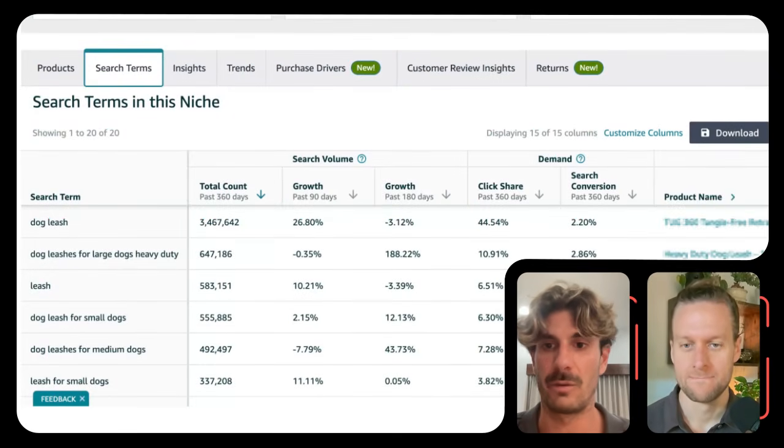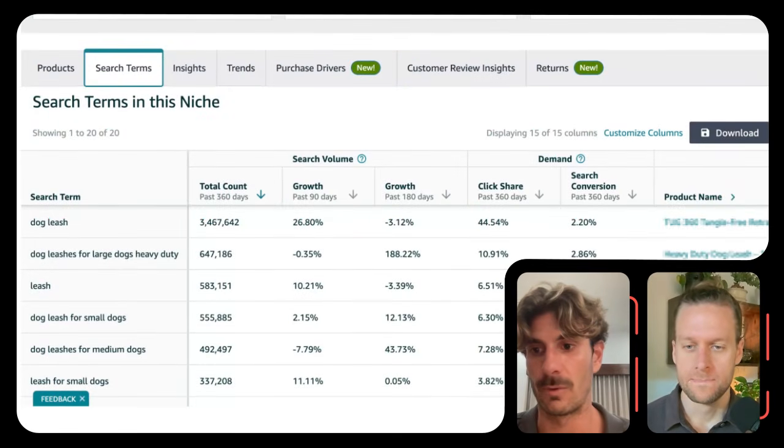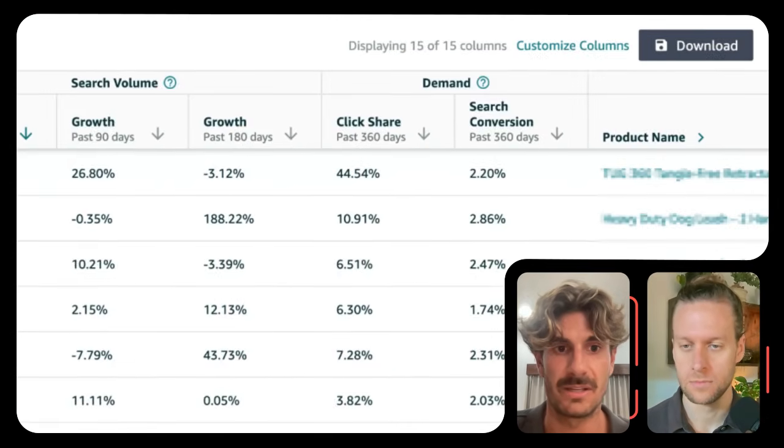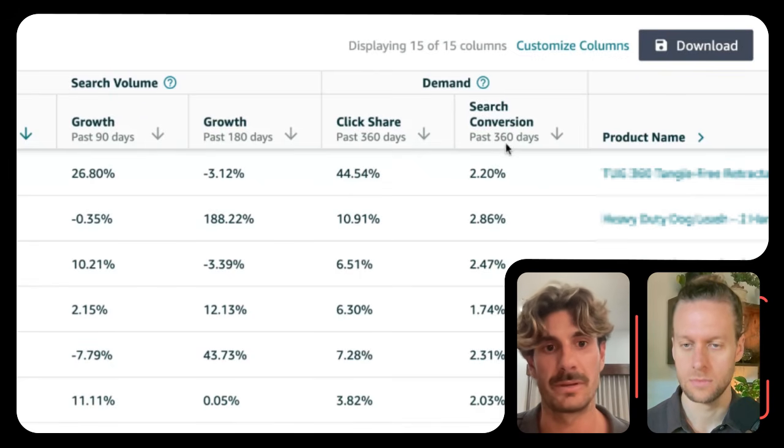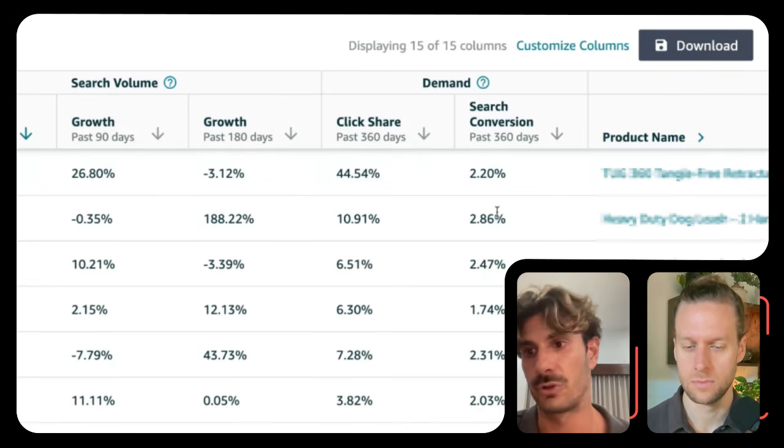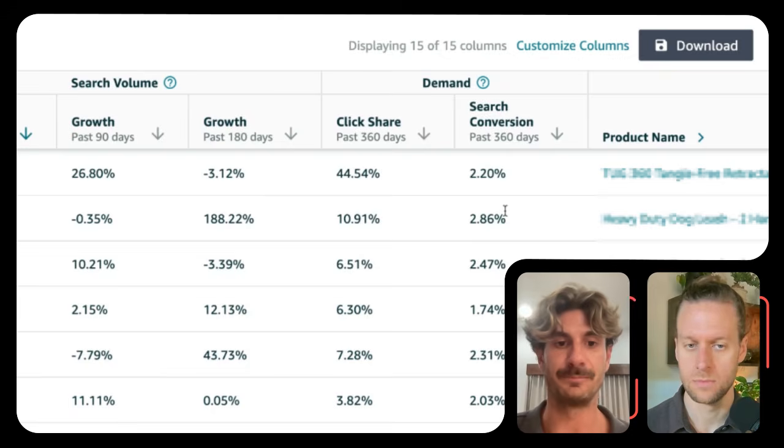So here we go a little bit more granular into the search volume of others. First thing I would mention here is high search conversion keywords, or search terms in this case, because those are the ones you might potentially want to target, because conversion rate is one of the highest influencing factors for ranking in the end.